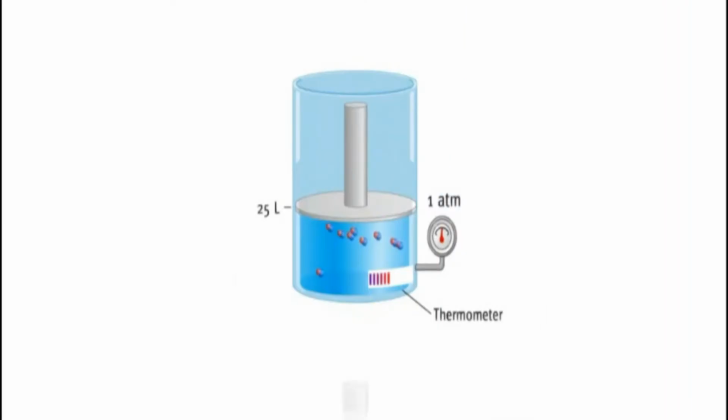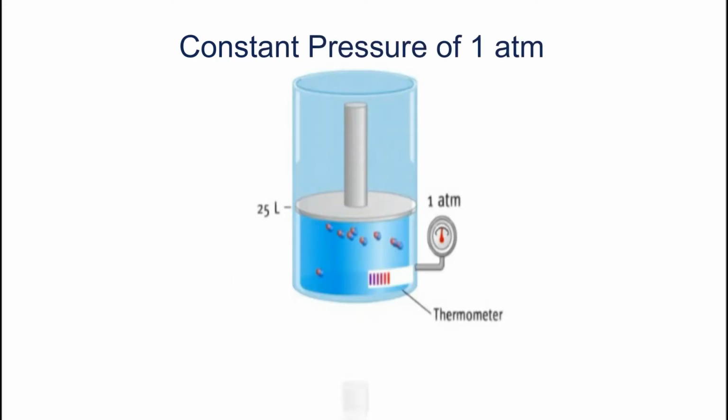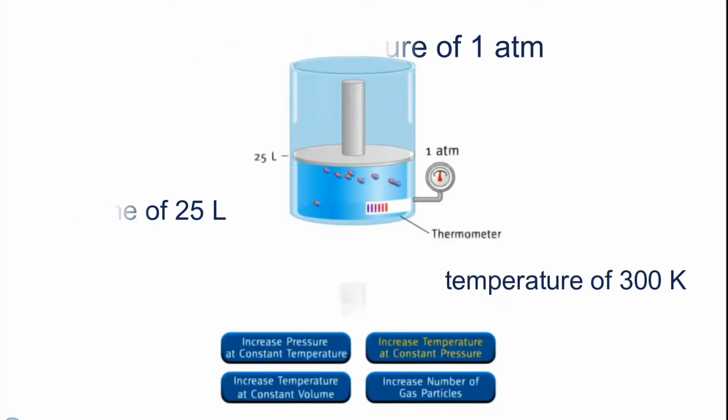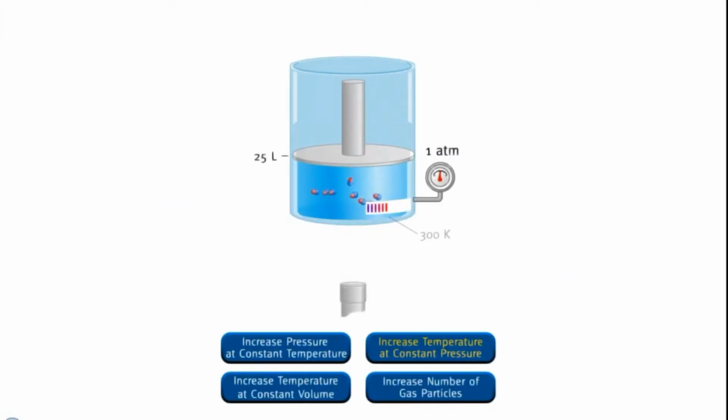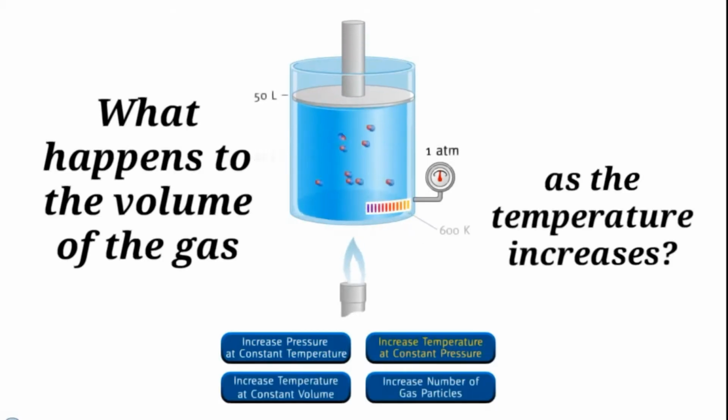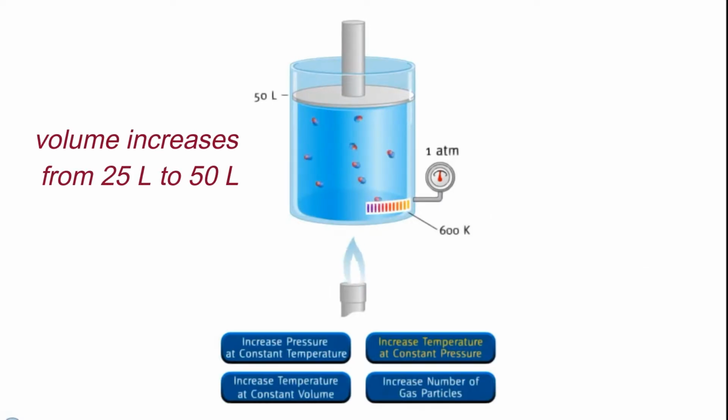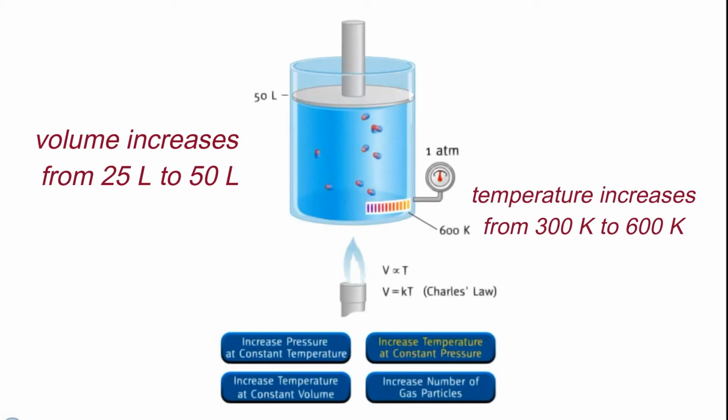This is the animation for Charles' law. We can see that we have a constant pressure of 1 atmosphere with a volume of 25 liters at a temperature of 300 Kelvin. A Bunsen burner is used to increase the temperature of the gas. What happens to the volume of the gas as the temperature increases? You can now see that the volume of the gas increases from 25 liters to 50 liters as the temperature increases from 300 Kelvin to 600 Kelvin.